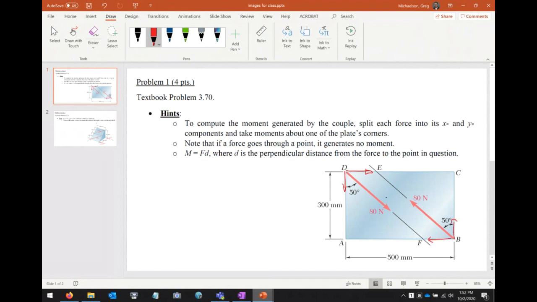And then if you decide to take your moments about, let's say, this corner, then this force is going to go right through the corner. This force is going to go right through the corner. And so you'll only have to consider two of them. If a force goes through a point, it generates no moment. And so once you get your moment, you can take your moment and divide it by F, since moment equals force times distance, to get the distance between those two forces.